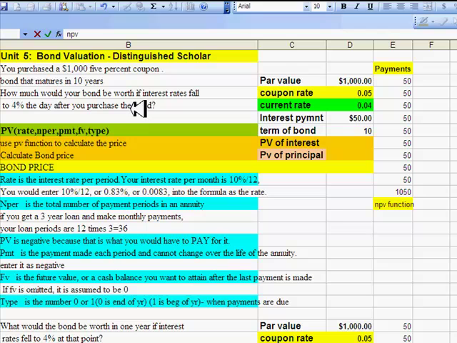You're basically discounting. So let's put down in the Excel. Most of you should have access to Excel. So put down your par value of $1,000. Okay. Coupon rate, this is the stated rate of interest on the bond, is 5%. Let's put in the current rate as 4%. Interest payment is 5% of 1,000, which is $50 a year. This is what you're going to collect, and the term of the bond is 10 years.